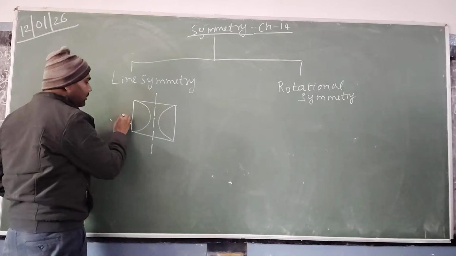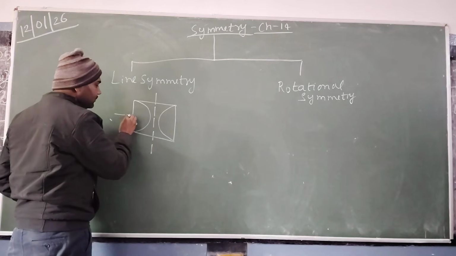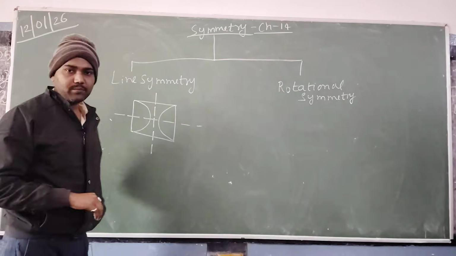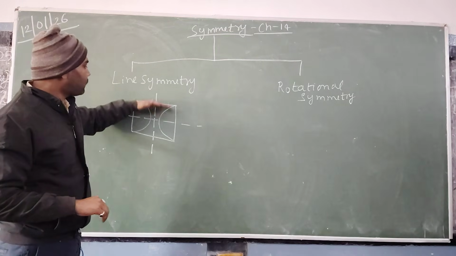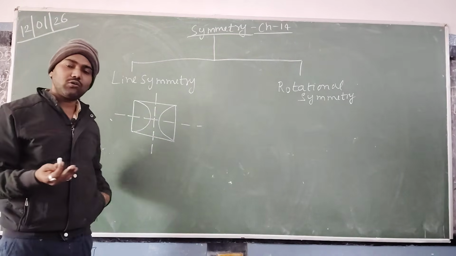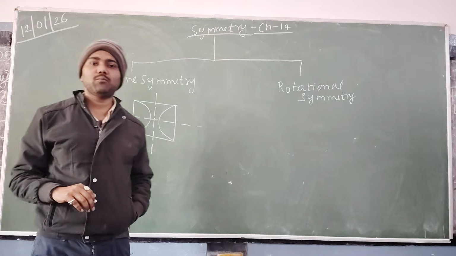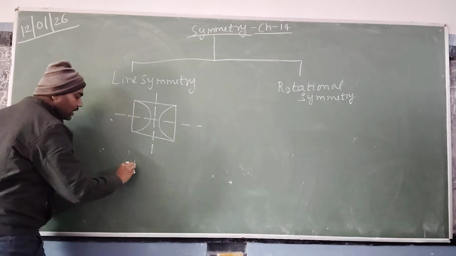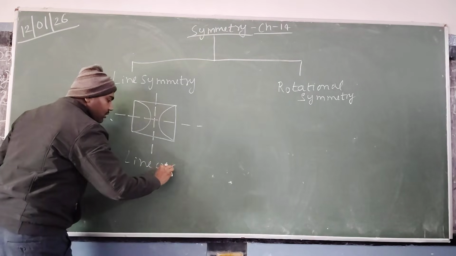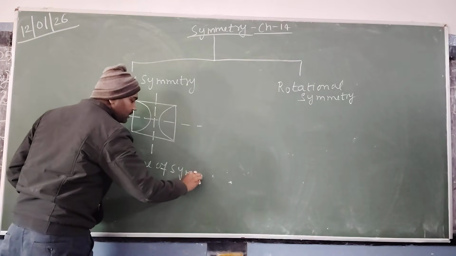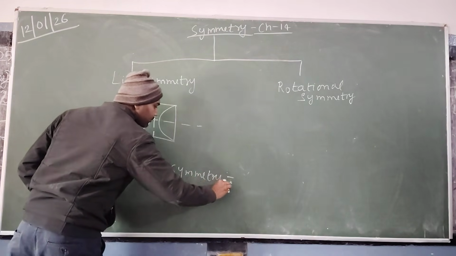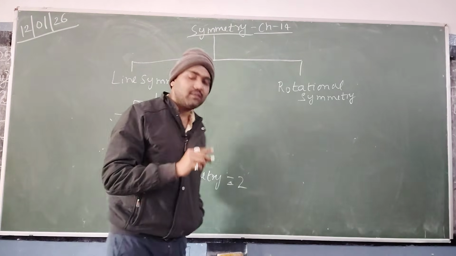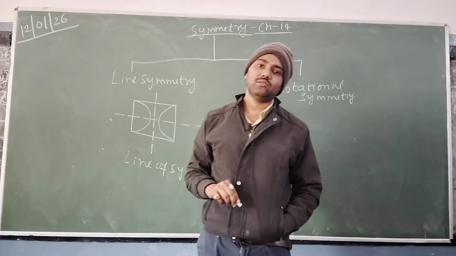If we cut the figure like this, then also it looks same. This will be the first part and this will be the second part. They both are coincidentally same, they both are similar. So how many lines of symmetry does it have? It has two lines of symmetry. Is the figure symmetrical? Yes. The answer will be yes, the figure is symmetrical.